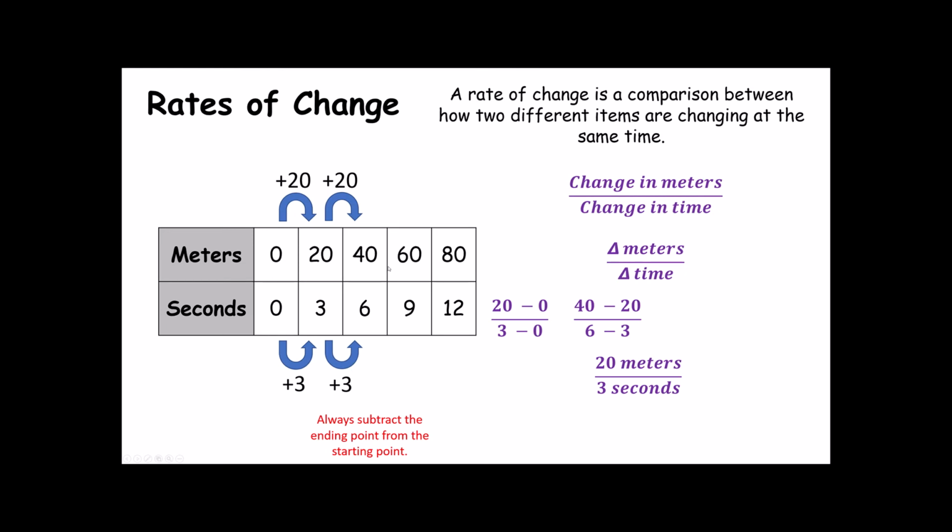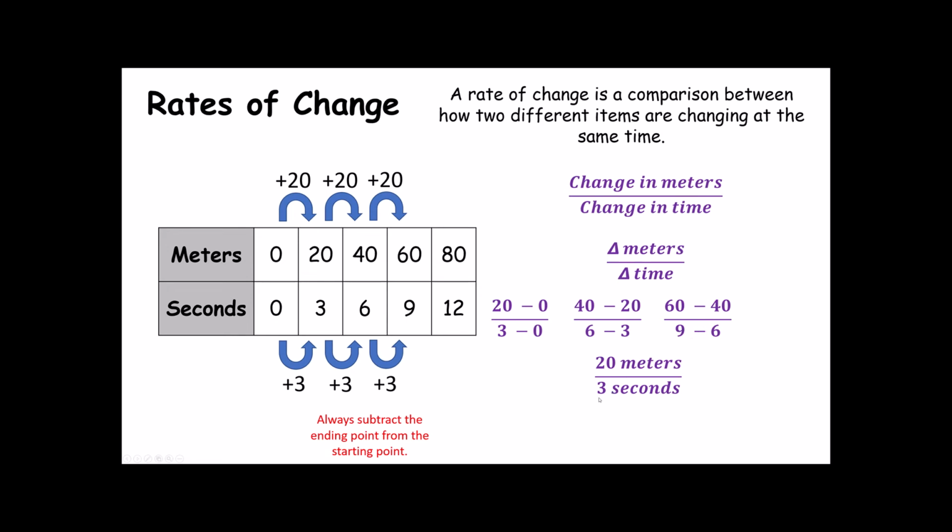You might want to pause the video and go ahead and calculate this third pair on your own. I'm going to assume you've already done that if you wanted to, and I'm going to keep going. We go from 40 meters to 60 meters. We go from 6 seconds to 9 seconds. In other words, I ended at 60 and started at 40. That's a change of 20 meters in 9 minus 6, or 3 seconds.